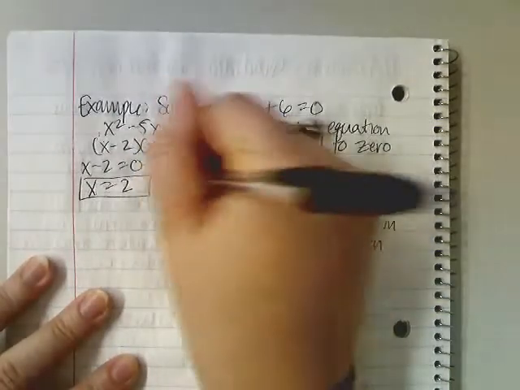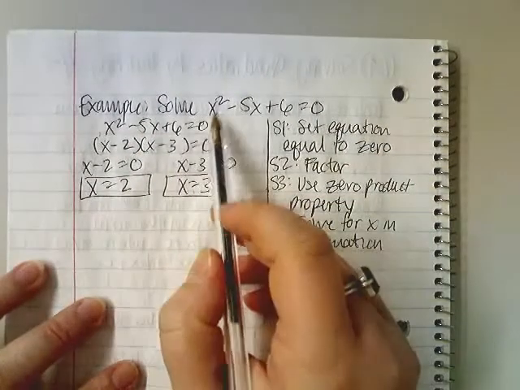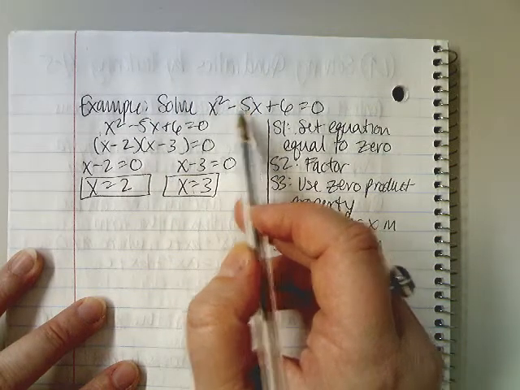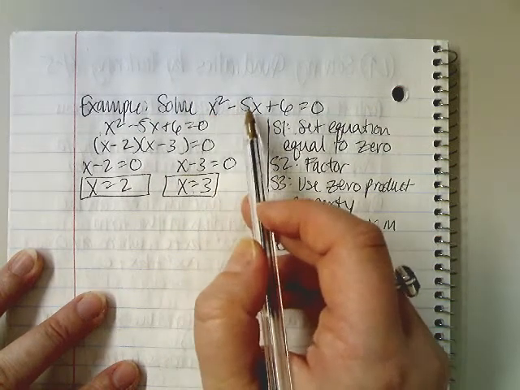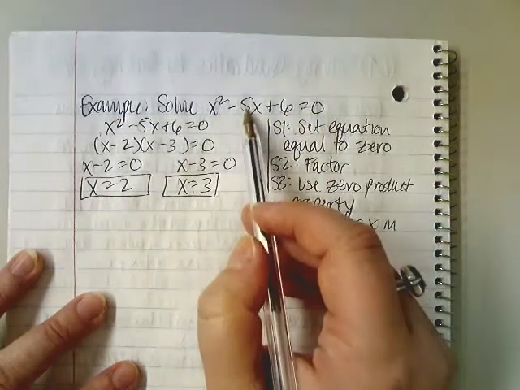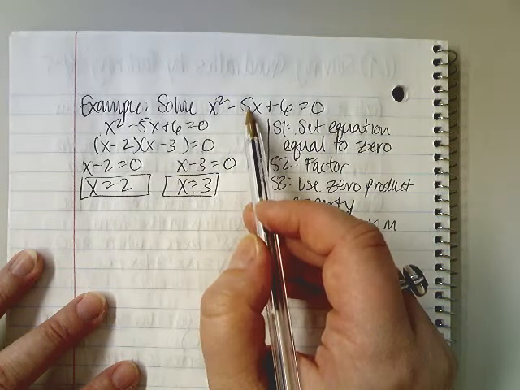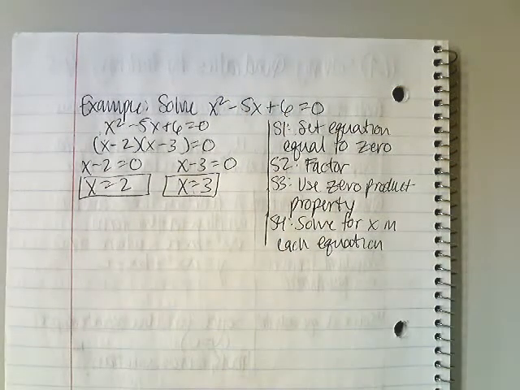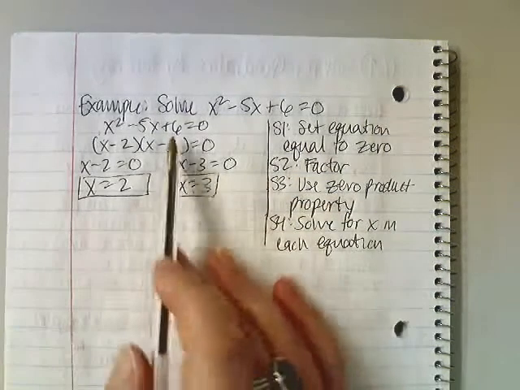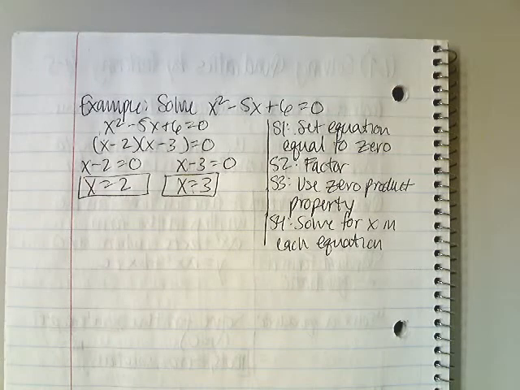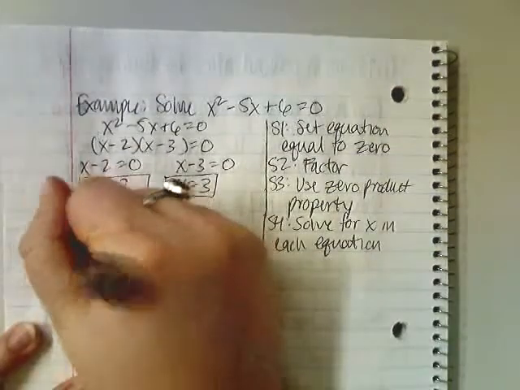If I wanted to make sure they worked, I could plug them back in. So I'd get 2 squared minus 10 is going to be 4 minus 10, which is negative 6, plus 6 is 0. And then 9 minus 15 is negative 6, plus 6 is 0. So those work out. If you want to do out the math, you can. But this is the main point. We factor it, set each term equal to 0, and solve for x. So we're going to do a quick check with that now.